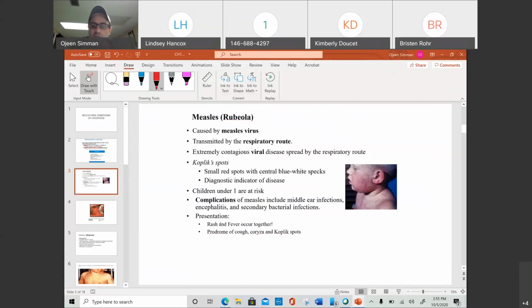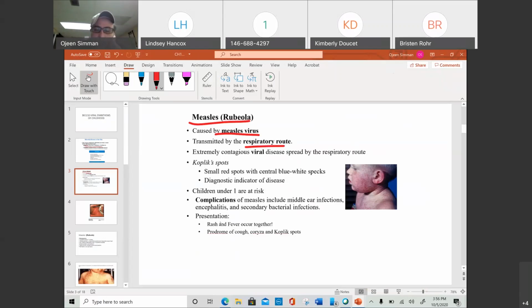So measles, also called rubeola, is caused by the measles virus. The mode of transmission is the respiratory route. So this is a very, very contagious viral disease.